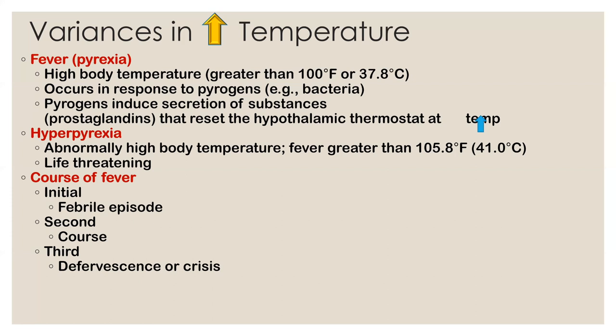Let's talk about the course of a fever. So the initial course of the fever. So this is the febrile episode. So this is the period when the body temperature is rising, but has not yet reached the new set point. So the onset of the fever may be sudden or gradual, depending on whatever it is that's causing the fever. The person usually feels chilly and cold, just generally uncomfortable, may have some malaise, and may shiver as well. So that's that initial phase.